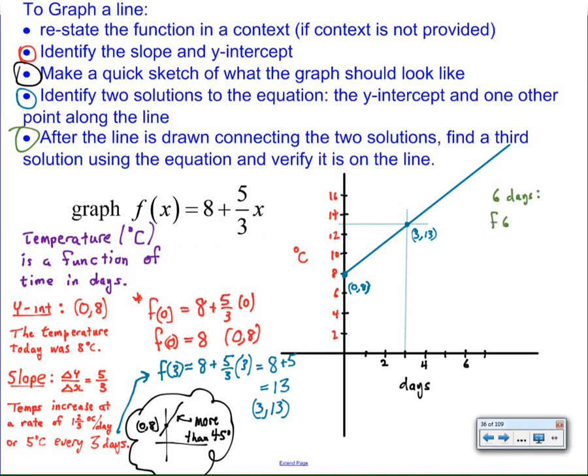So just checking it with the algebra. f of 6 turns out to be 18 as I predicted, and when I find 6 and follow it up to the graph and follow it over, it lands directly at 18. So my line is drawn appropriately. It's now going to be an accurate picture of all the temperatures for all the days ahead, again in some fantasy world.